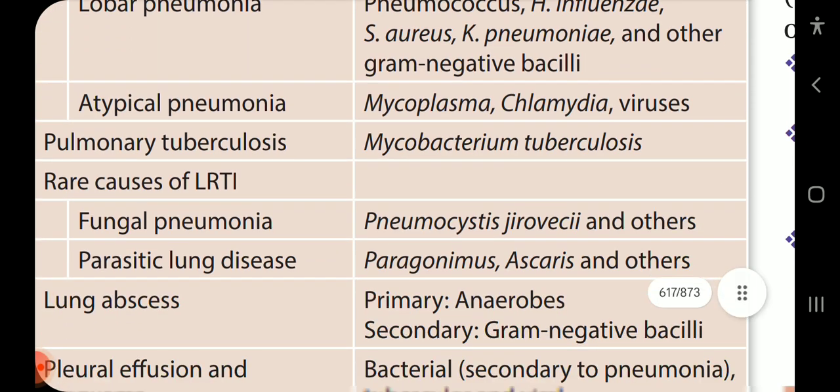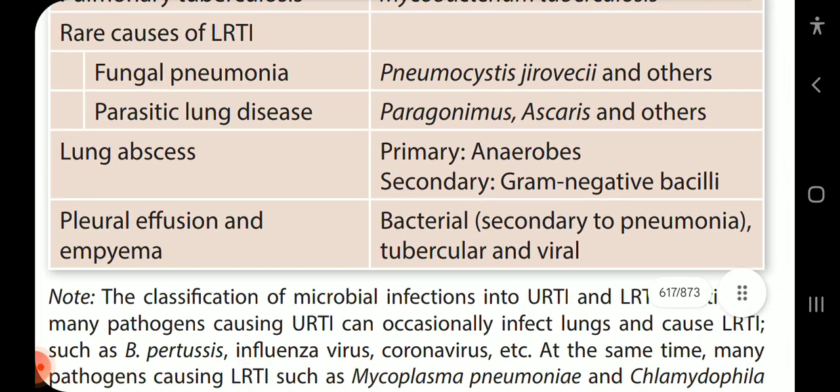Pulmonary tuberculosis, Mycobacterium tuberculosis, rare cause of LRTI, fungal pneumonia by Pneumocystis jirovecii and others, and parasitic lung disease by Paragonimus, Ascaris and others. Lung abscess, primary by anaerobes and secondary by gram-negative bacilli. Pleural effusion and empyema by bacterial, secondary to pneumonia, tubercular and viral.